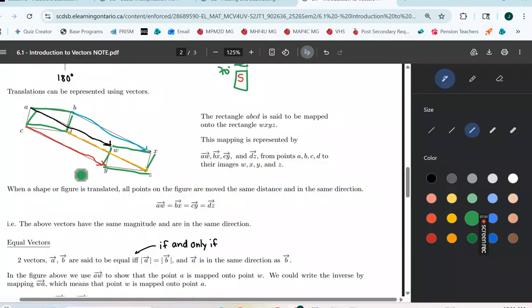So AW is from A. Let's see if I can use the correct colors. So vector AW goes from A to W. Vector BX, that was blue, goes from B to X, and so forth. So those four vectors map the points A, B, C, D to W, X, Y, Z.